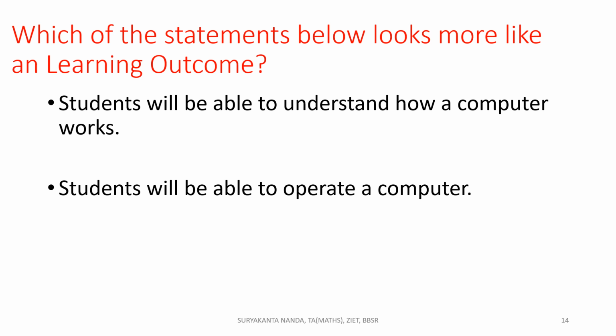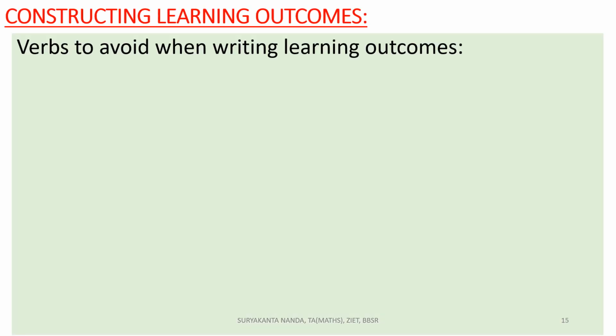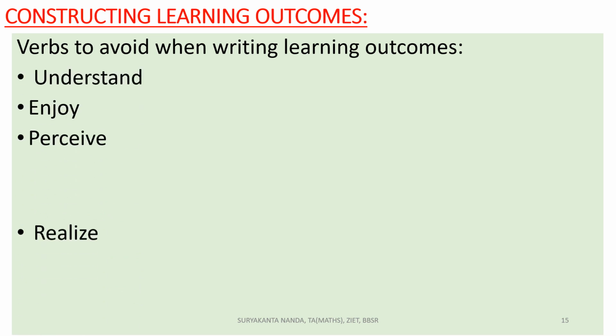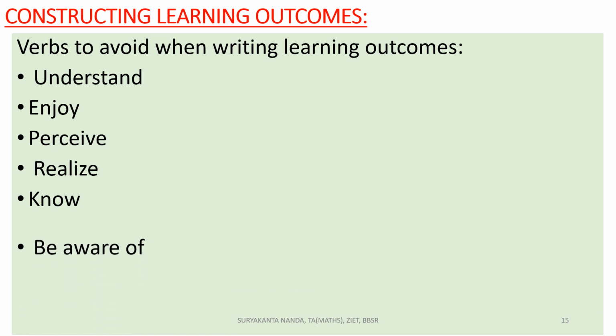As we discussed earlier, learning outcomes are observable and measurable statements. The action word used in the first statement is understand, which is not measurable. We will not be able to know whether a child understands or not. But when a child operates a computer, we will be able to assess the child and implement possible interventions if required. So, verbs like understand, enjoy, perceive, realize, know, be aware of should be avoided while writing smart learning outcomes.